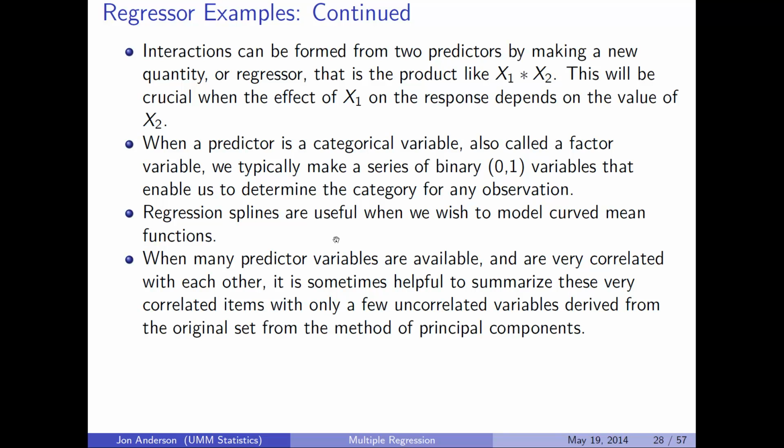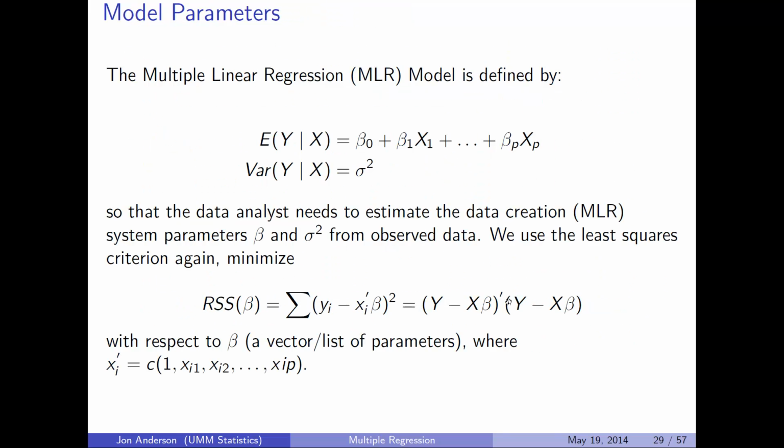And when many predictors are available, but they're frequently very correlated with each other, it's sometimes helpful to make sets of correlated items and do a principal components analysis, which basically creates a much smaller number of uncorrelated variables from a very large set of correlated variables. And we'll learn how to use principal component variables in this class as well.